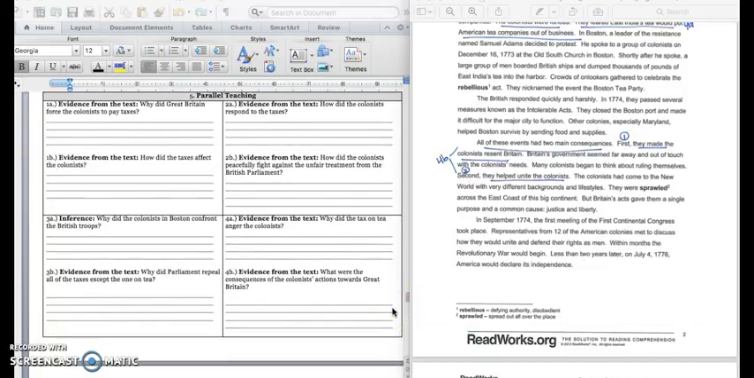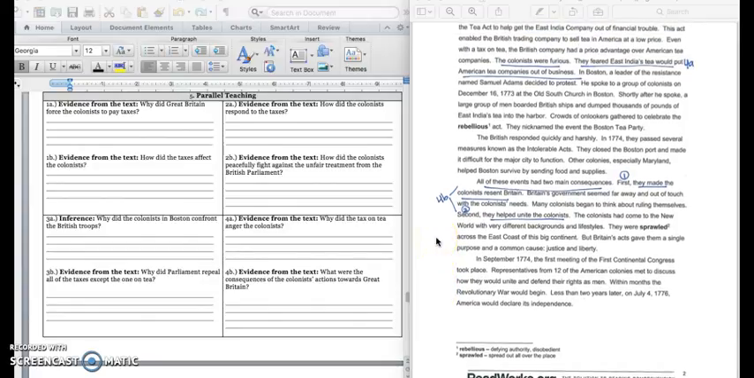Box 4B says, what were the consequences of the colonists' actions towards Great Britain? And if we go back in this paragraph, it tells us two consequences. First, they made the colonists resent Britain. Second, they helped unite the colonies. Silently write that down in 4B. Press pause to write down your answer and play when you're ready for the paragraph.